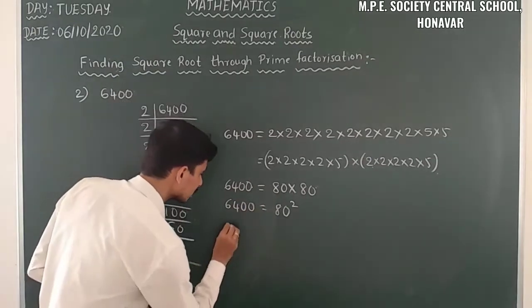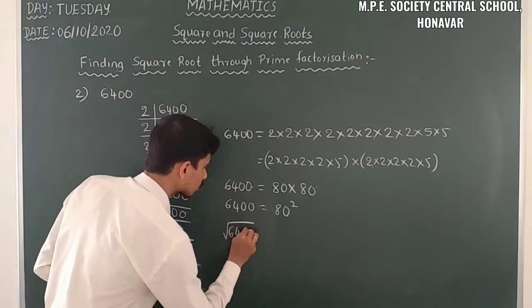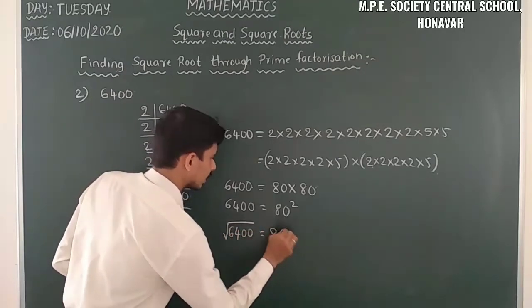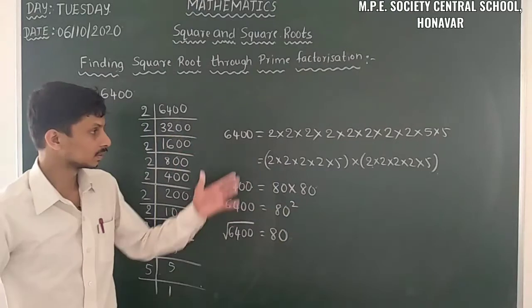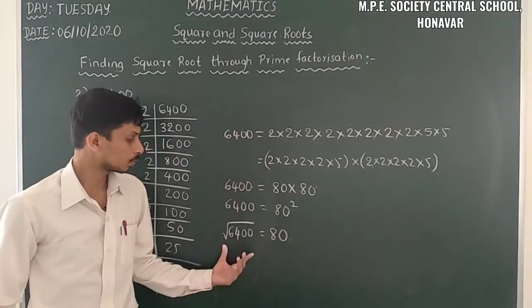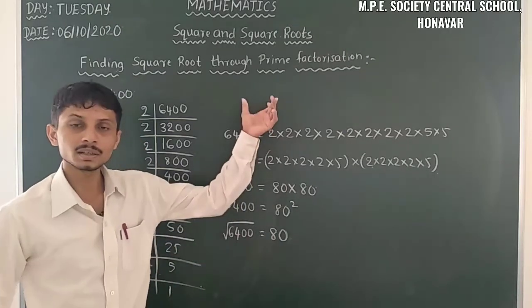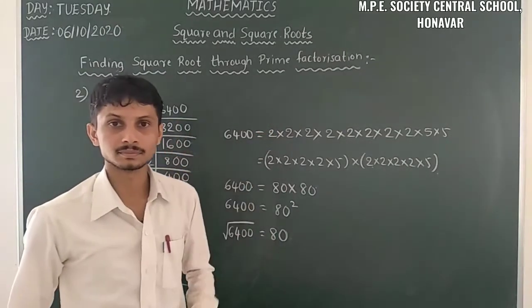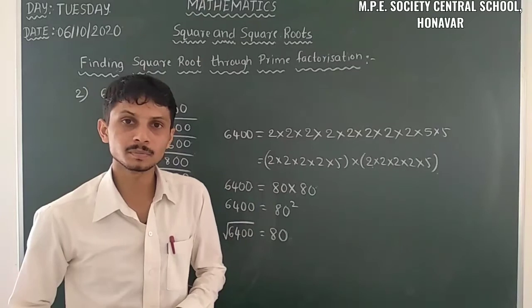So that means the square root of 6400 is equal to, yes, this is the answer we got. The square root of 6400 is 80 from the prime factorization. So let us take the next problem.